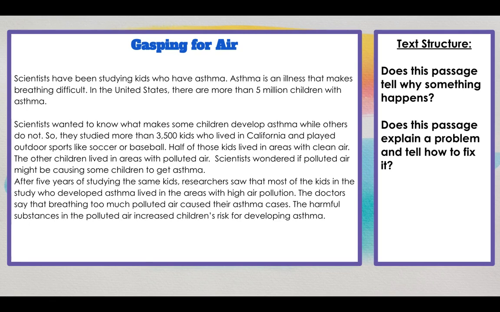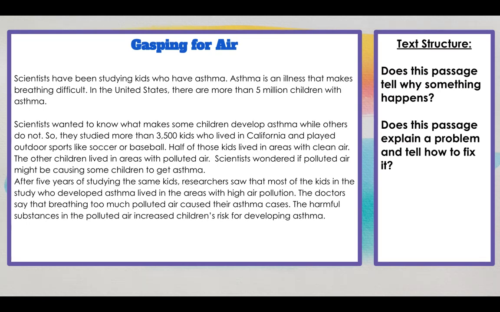Half of those kids lived in areas with clean air. The other children lived in areas with polluted air. Scientists wondered if polluted air might be causing some children to get asthma. After 5 years of studying the same kids, researchers saw that most of the kids in the study who developed asthma lived in the areas with high air pollution. The doctors say that breathing too much polluted air caused their asthma cases. The harmful substances in the polluted air increased children's risk for developing asthma.